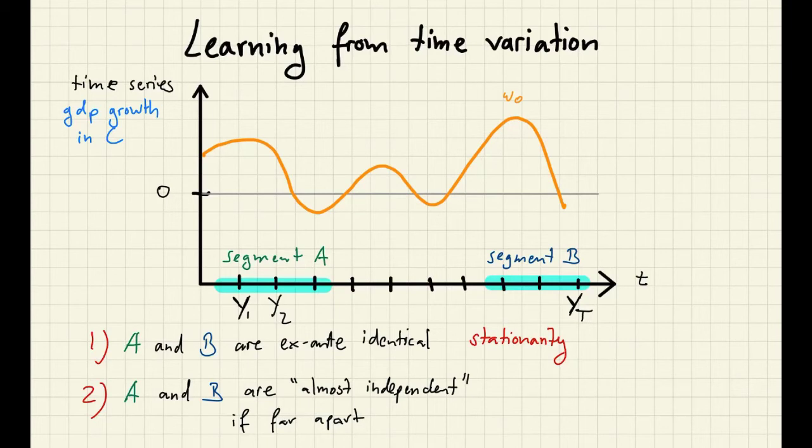And this ensures that B reveals new information. So this way, observing both A and B accumulates information and behaves more like a cross-sectional sample of size 2 than a cross-sectional sample of just size 1. Condition 2 is called weak time dependence.